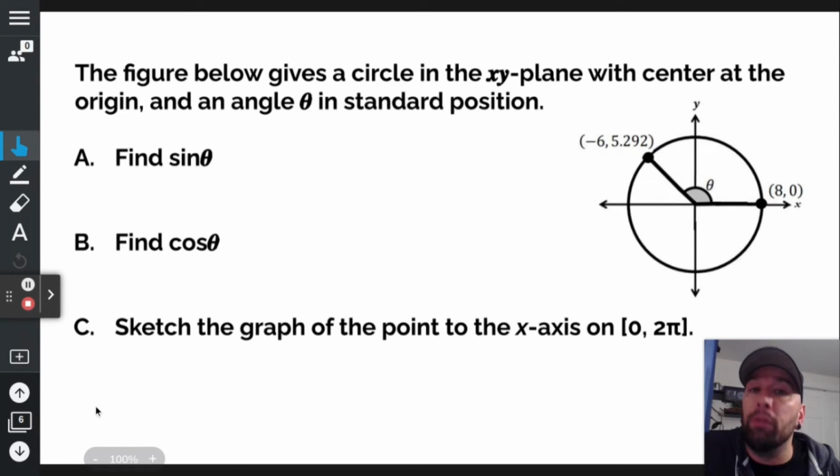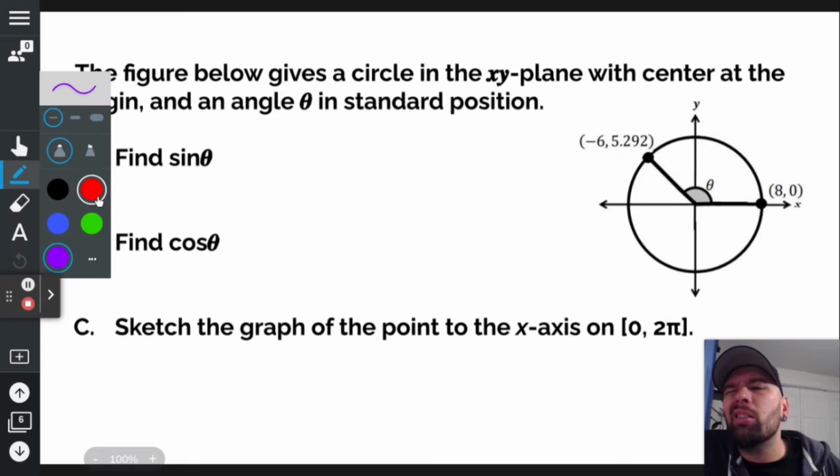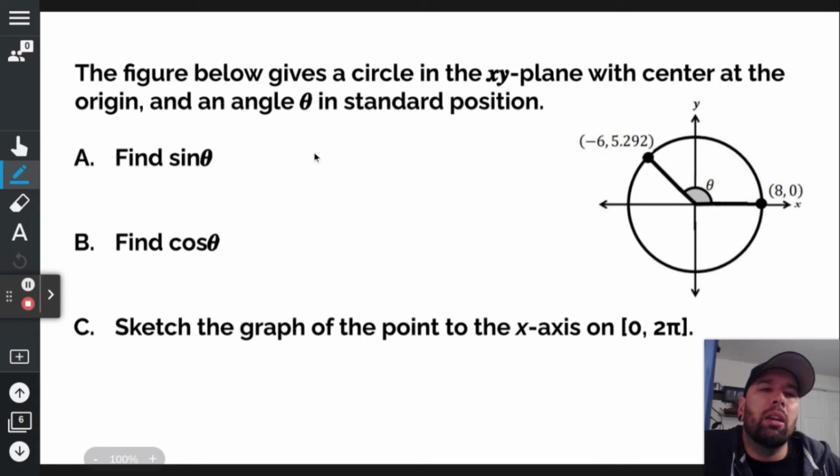Problem, I love you. Now, what we wrote down 2 slides ago is this guy right here. It's asking us to find sine x and cosine x. Let's not overthink this. It's giving us a picture that is not a unit circle, but it's kind of a unit circle. And it's saying the figure below gives a circle in the xy plane, the center of the origin, the angle is theta in standard position, and so on. It's asking us to find sine theta, cos theta, and sketch the graph of the point.